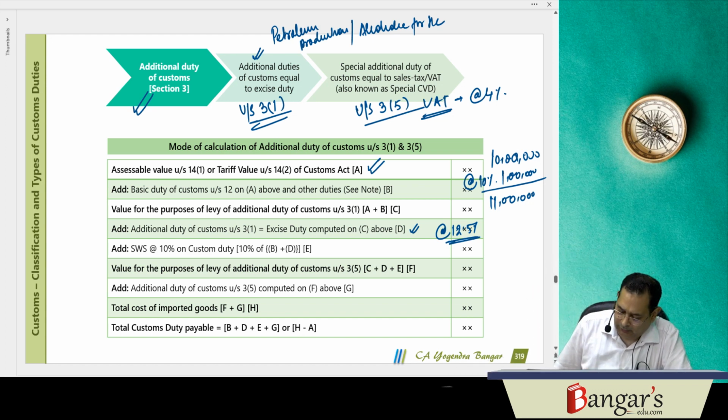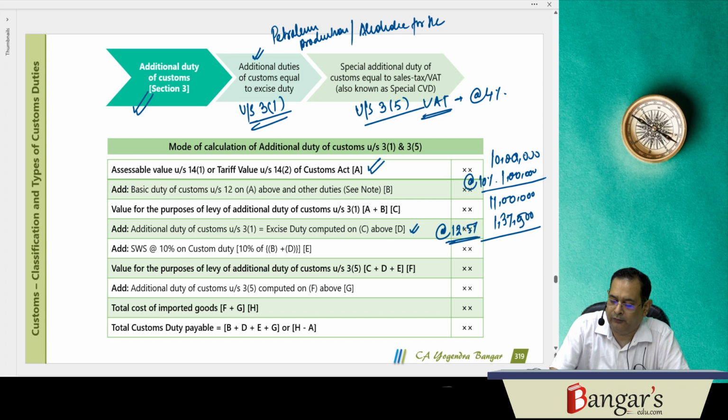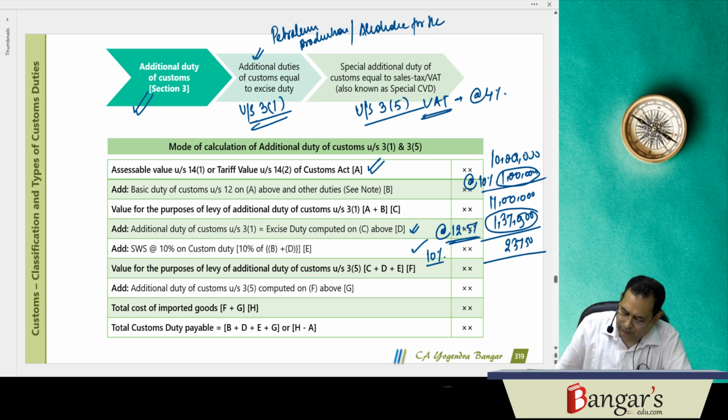So on this 11 lakh rupees, 12.5% will be levied. That is 1,37,500. Now social welfare surcharge will be levied at the rate of 10% of the basic custom duty and ADC, so it will be 23,750. So SWS is levied at the rate of 10% of this 1,37,500 as well as the 1 lakh. Now this is the sum total, that is how much?